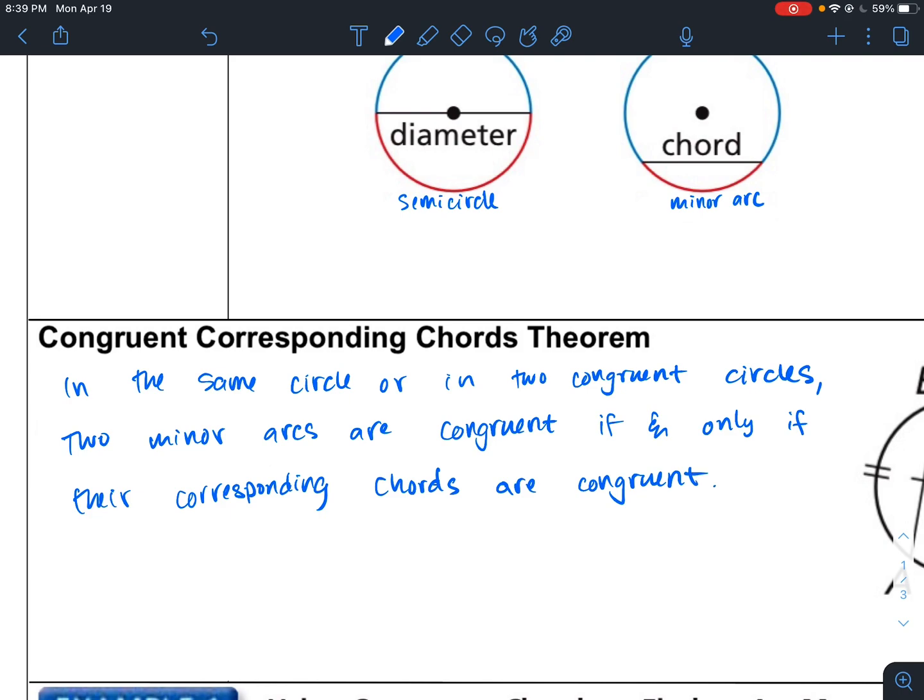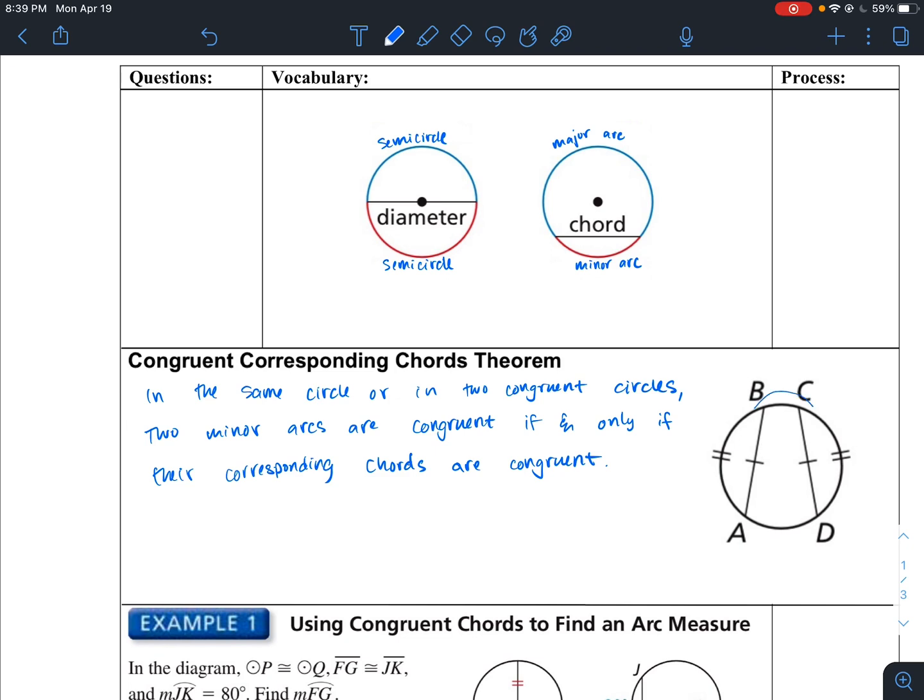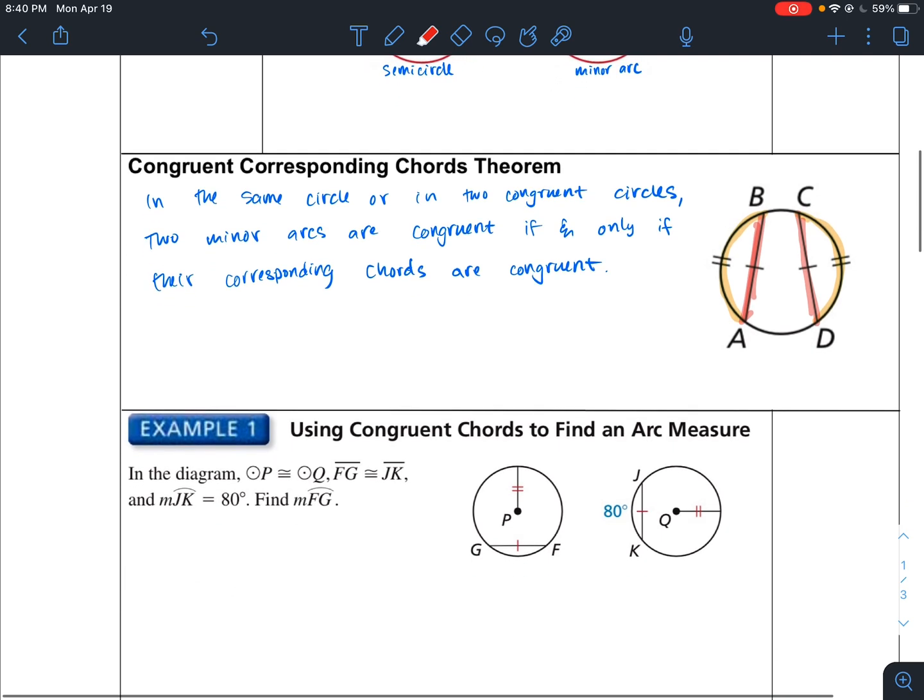Okay, so let's read that again. So in the same circle, so in this case we're talking about one circle, or it could be in two congruent circles. Two minor arcs, so here's a minor arc right here. So two minor arcs are congruent if and only if their corresponding chords, so here are their corresponding chords, are congruent. If the chords are congruent, then the arcs are also congruent. So that's pretty much all it says. So knowing that, let's go to example 1.